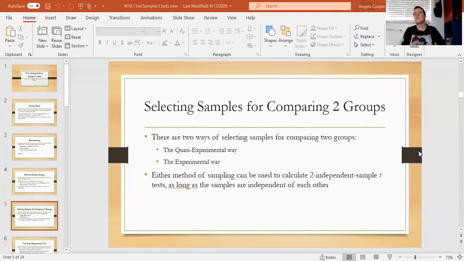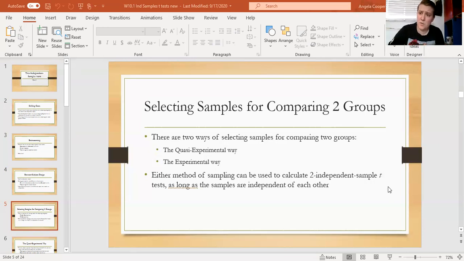So there are different ways of selecting samples for comparing two groups. And just like how we have the experimental and quasi-experimental research method in psychology that we talked about a while ago, we also have the quasi-experimental and experimental way of selecting samples. And it's actually kind of similar to how we think about quasi-experiments and true experiments.